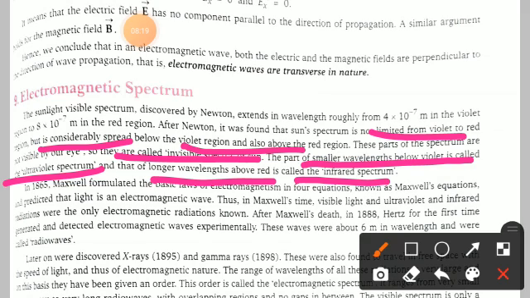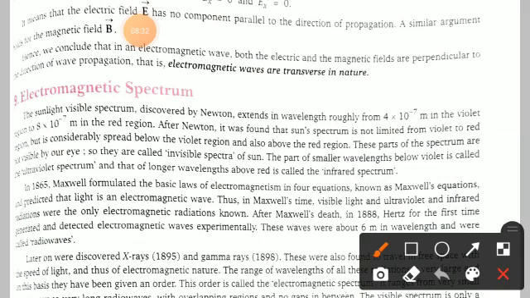Now in 1865 Maxwell formulated the basic laws of electromagnetism in 4 equations, which we have already discussed, known as the Maxwell equations, and predicted that light is an electromagnetic wave.